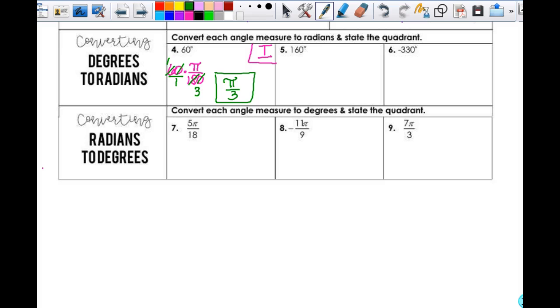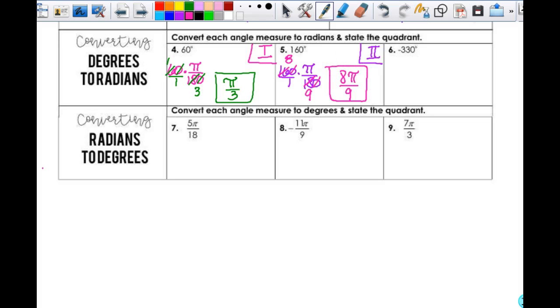All right, so let's look at 160. What quadrant would that be in? The second. So I do 160 times pi over 180. Put that over 1. Can cancel out the zeros. Half of 16 is 8. Half of 18 is 9. So I get 8 pi over 9.